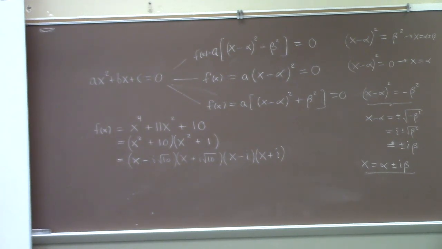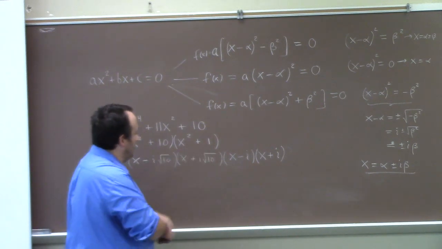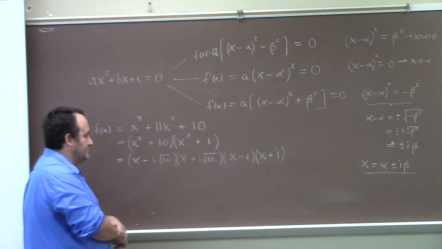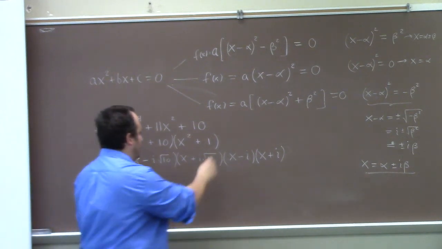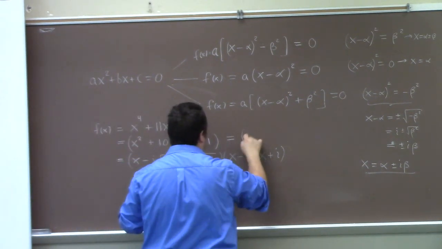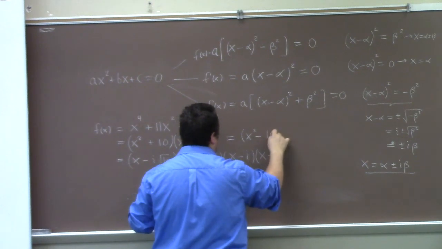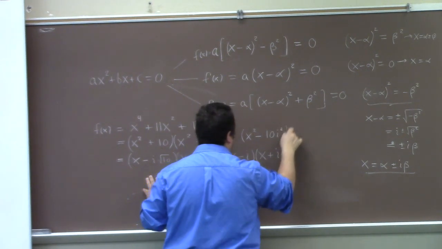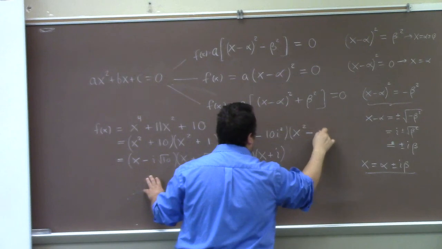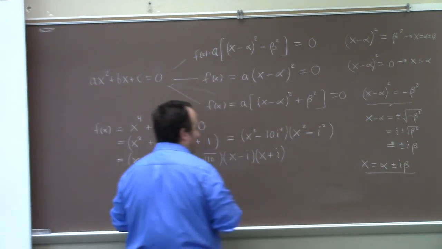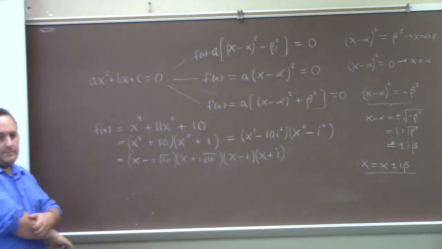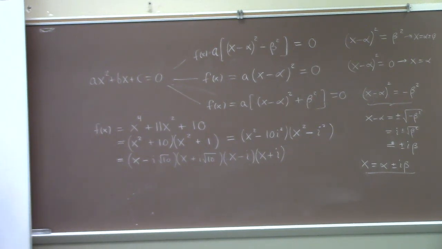Is that i or is it just one? Yes, that's 1. So wouldn't it just be 1? Well, this we could rewrite as x squared minus 10i squared times x squared minus i squared, because minus i squared is 1.